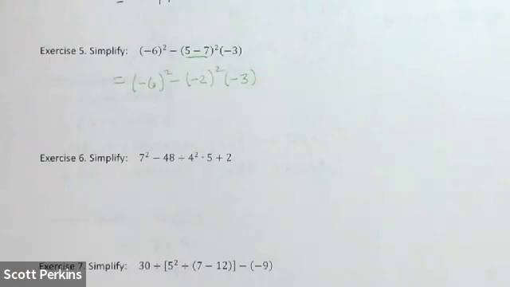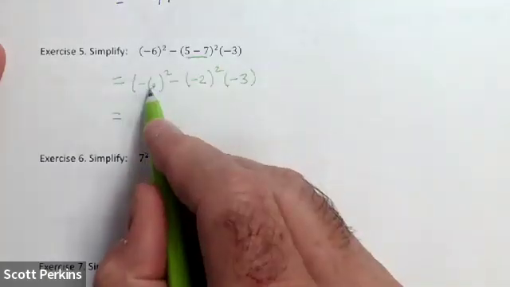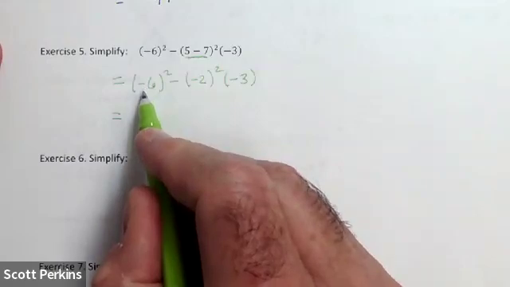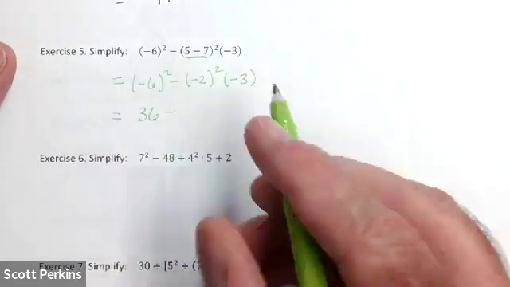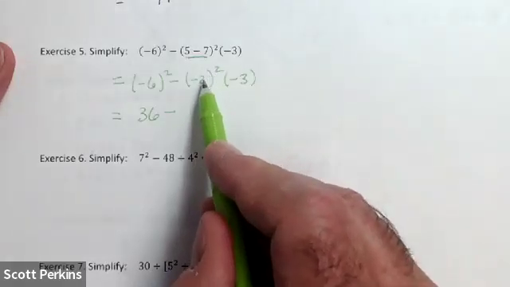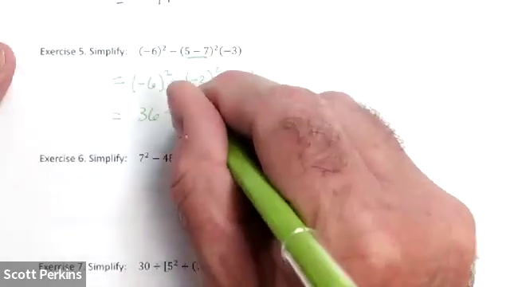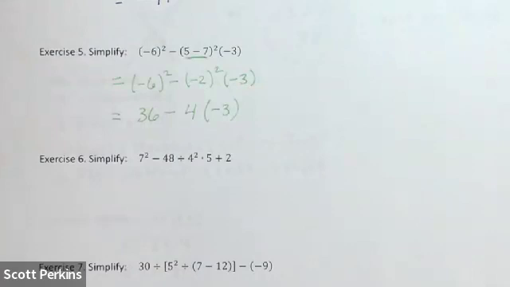So then what would you tell me I'm going to do next? Yep, you're exactly right, 100%. So -6 squared, we see that the negative is inside the parentheses. So that's -6 times -6, so positive 36. Minus, and then -2 squared, again, same thing. That's -2 times -2, so that's positive 4. And then I have that -3 outside. Any questions, comments, or concerns on this one?